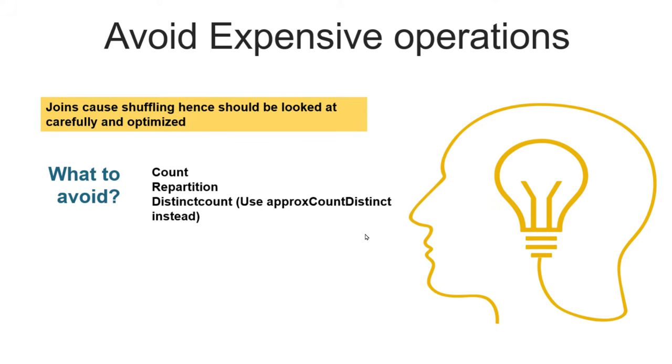Distinct count should be avoided. There is something called approx count distinct, which will give you an approximate value of your count, and that should be sufficient for most purposes. So we should avoid count or distinct count.